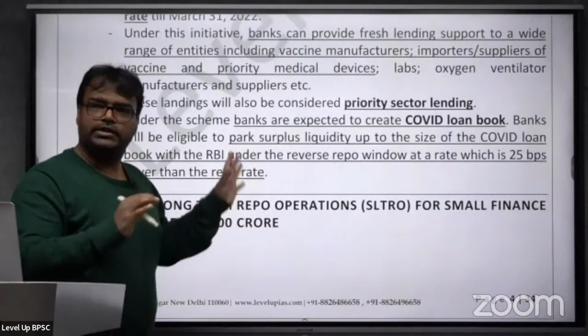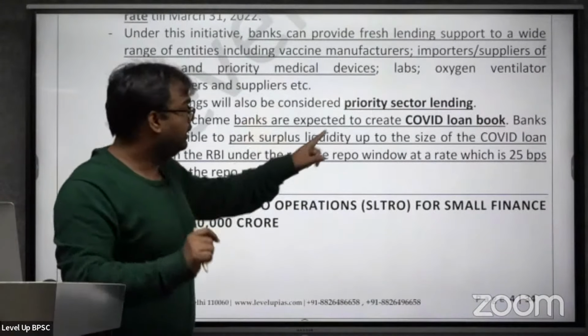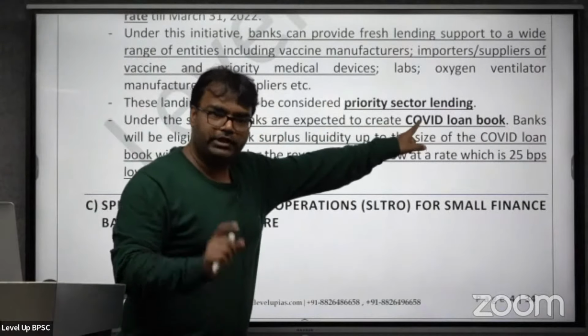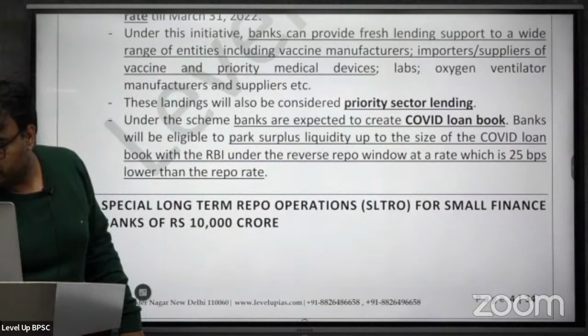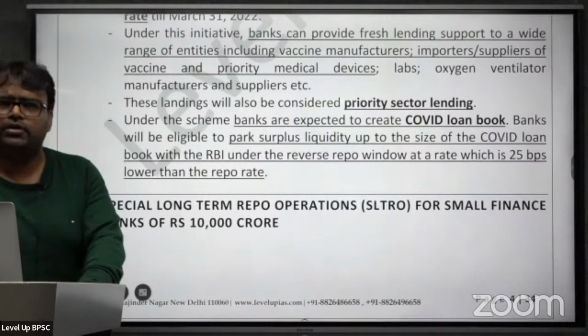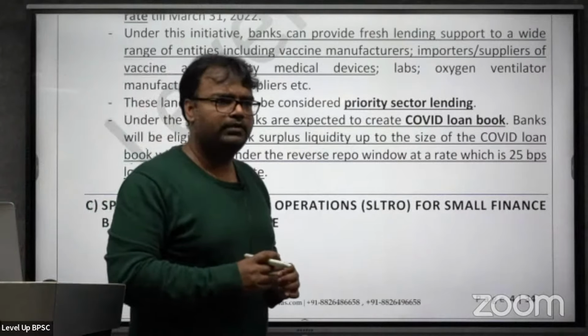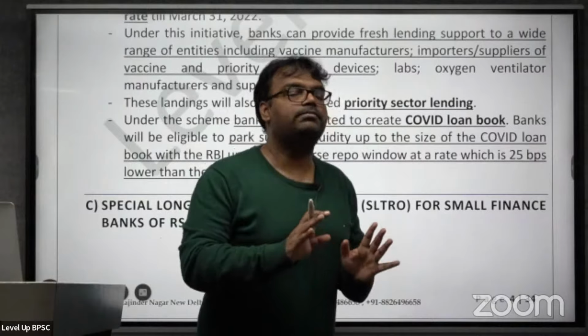Let's come to this. Did you understand this? एक aspect, even this COVID loan book wala thing very clearly. Okay, how will bank parking surplus money with RBI increase money supply? No, it will not increase money supply. Bank parking surplus money with RBI will not increase money supply.